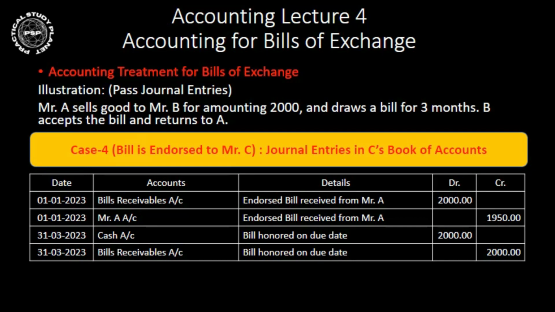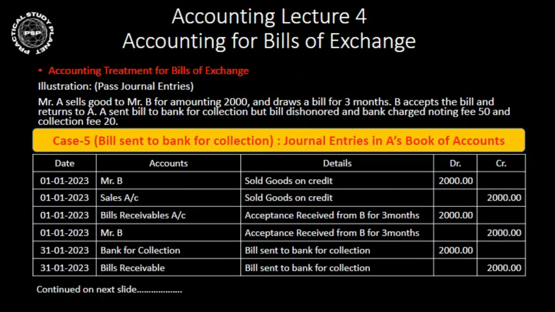Now case C will be like that. When C receives the bill endorsement, he will write bill receivable debit, Mr. A credit, because Mr. A gave the bill to Mr. C, so that's why Mr. C will write it as a credit. After, when cash is received when the bill is matured, cash debit and bill receivable will be credit. So the account will be closed for Mr. C.